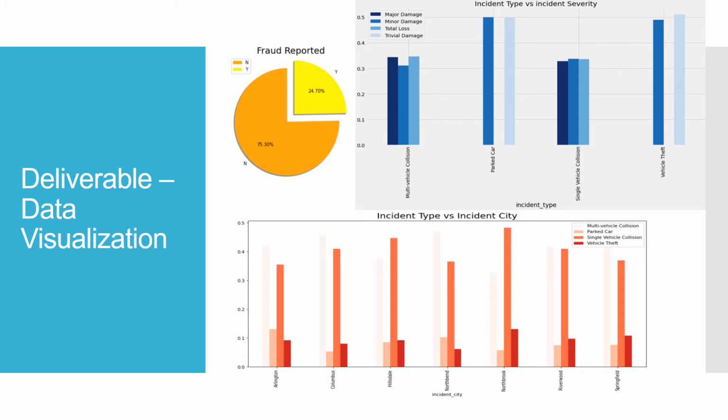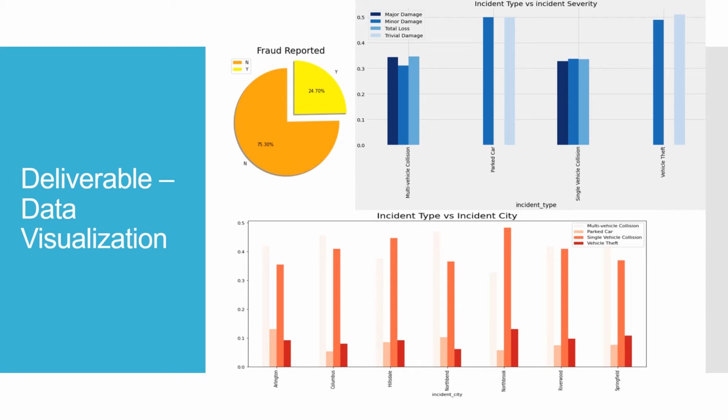Deliverable, data visualization. We have three graphs here. The first one is fraud reported. The 75.3% represents the claims that are fraud, and the 24.7% represents the claims that are not fraud.